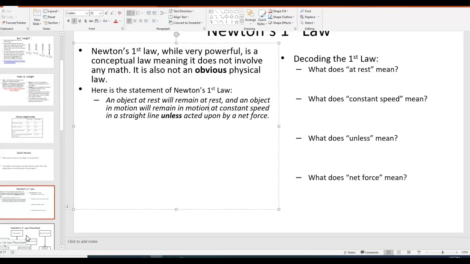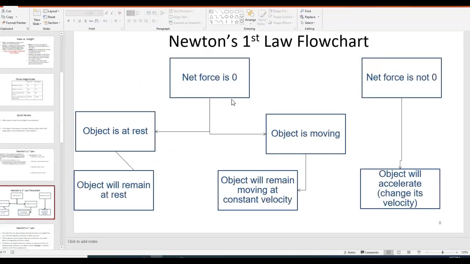I like to think of Newton's first law as a flowchart, and so I made this flowchart to show you the different outcomes. Let's say the net force on an object is equal to 0. According to Newton's first law, if an object is at rest, it's going to remain at rest. Or, if the object is in motion, it's going to remain moving at constant velocity. The constant velocity is very, very important. Not only is it going to move, it's going to move in that very specific way.